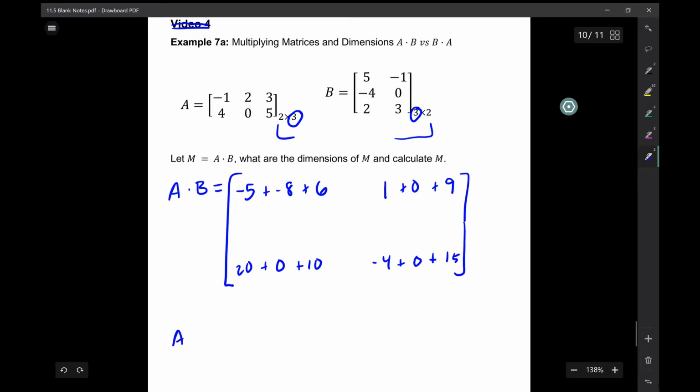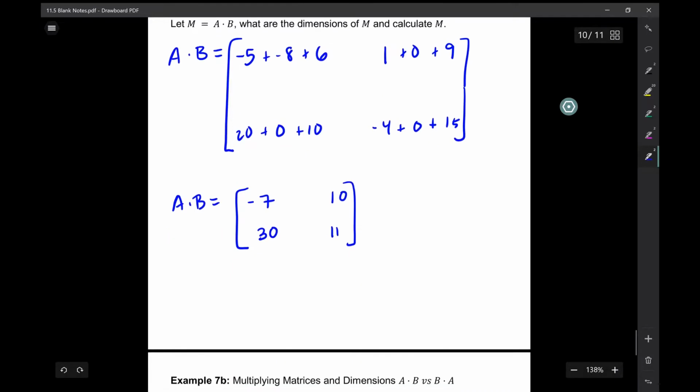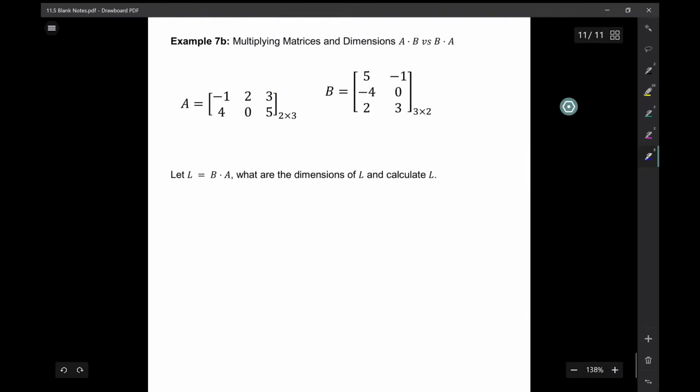So A times B equals negative 13 plus 6 is negative 7, 10, 30, and 11. So that's what we get when we multiply A times B. Let's go the other way and multiply B times A.